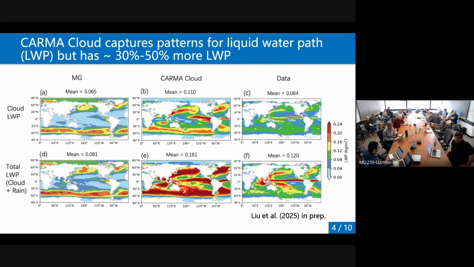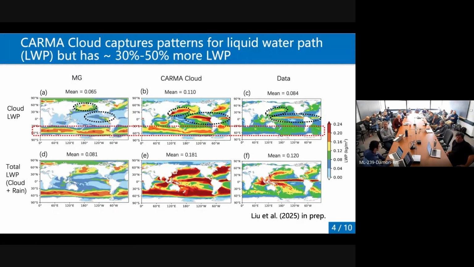So it looks like for the patterns of cloud liquid water path in the tropics, Karma Cloud has captured these patterns but has large values, while MG has lower values. And for another pattern from East Asia to the Middle Pacific, it looks like Karma has captured these patterns well but has large values, while MG doesn't have these patterns. Instead, MG looks like it has a pattern in the North Pacific, which is not seen in the data.